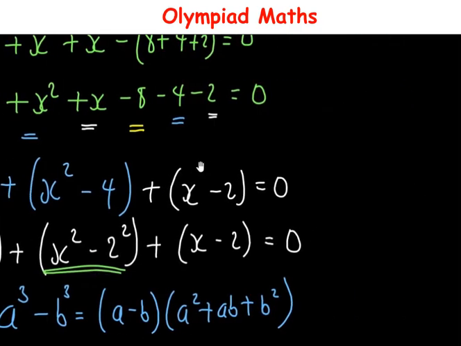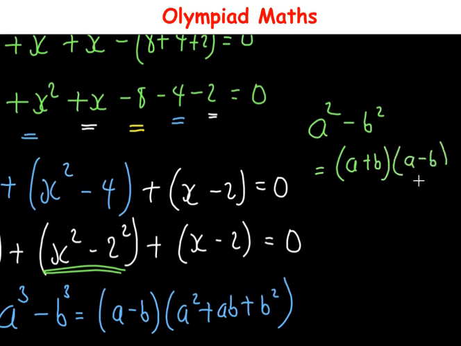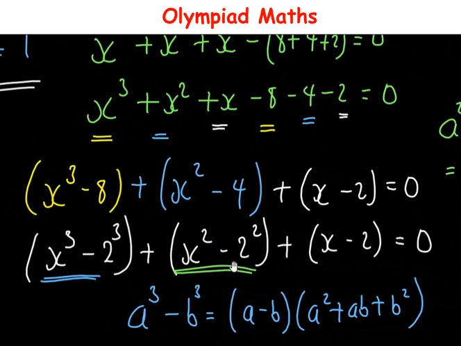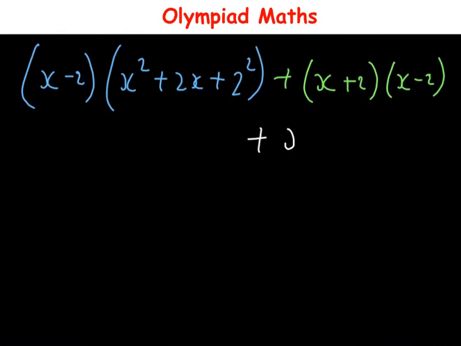And if you have a difference of two squares, a squared minus b squared, this equals, in brackets, a plus b multiplied by a minus b. So expanding this, making use of this format, we have, right here, plus in brackets x plus 2 multiplied by x minus 2. Okay, so we have expanded this. Then it remains plus x minus 2 equals 0. So plus x minus 2, all of this equals 0.